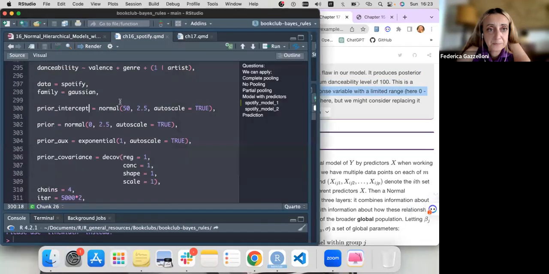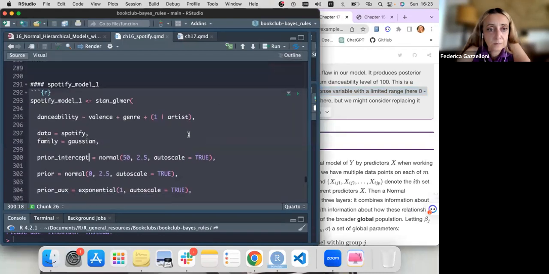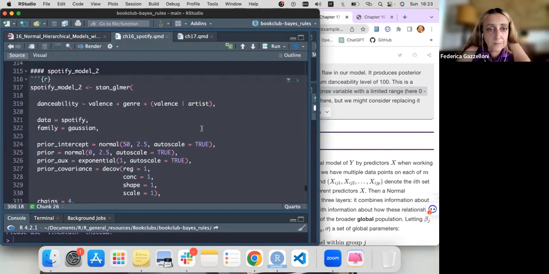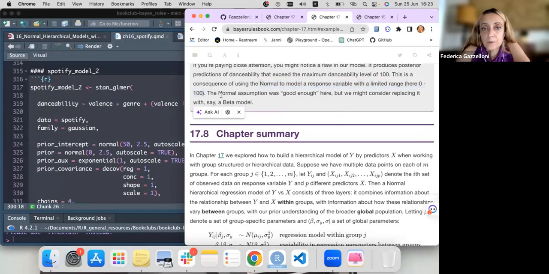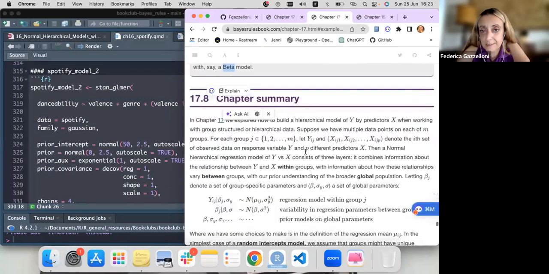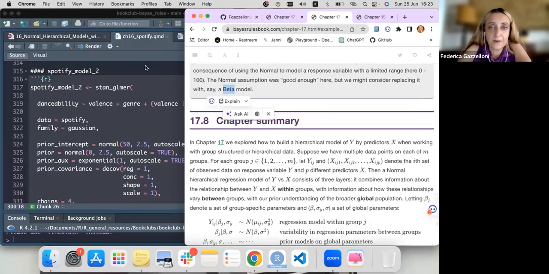Basically, we said the normal assumption was good enough here, but we might consider replacing it, say, with a beta, for example. Okay. So this is basically Spotify.